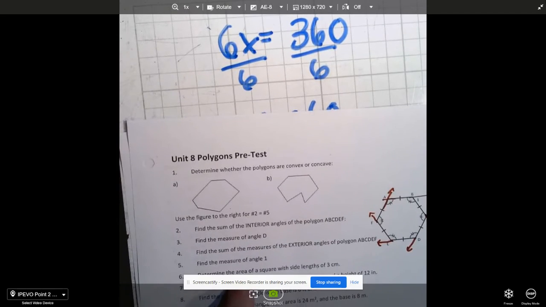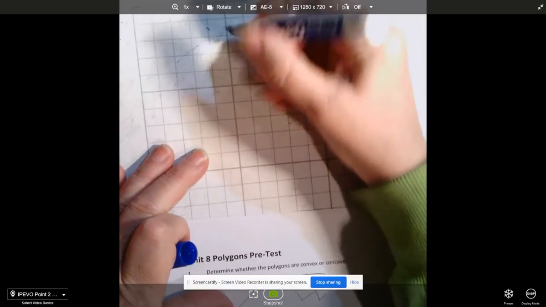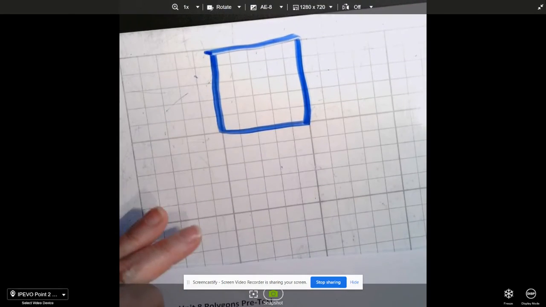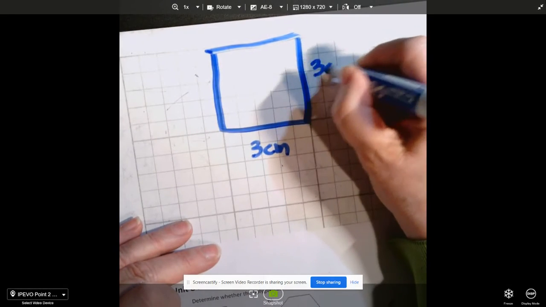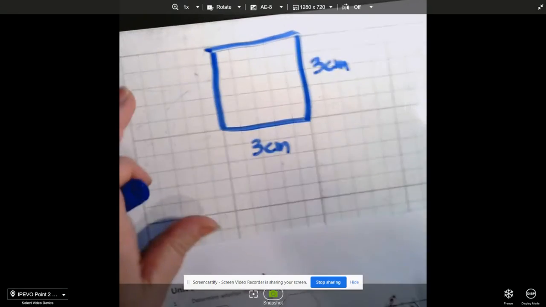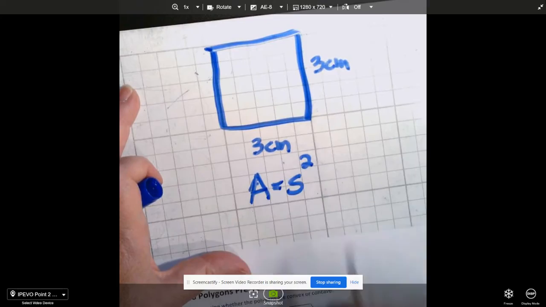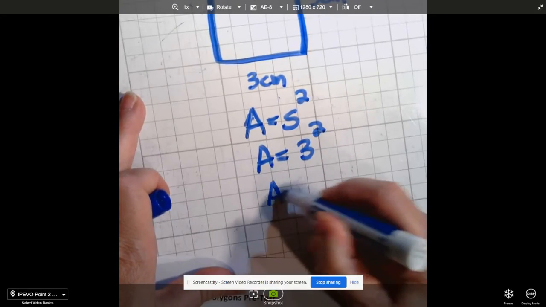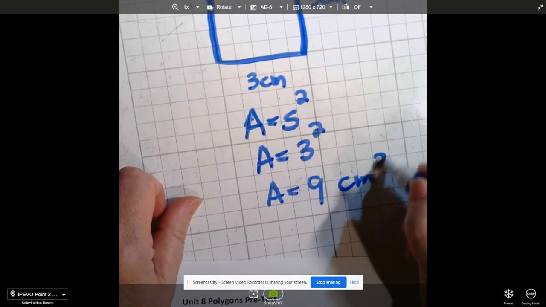And then it says, determine the area of a square with side lengths of 3 centimeters. So we have a square, which is a regular polygon, and the side is 3 centimeters. Because it's a square, all the sides will be 3 centimeters. And if you remember, your formula for area is the side squared. So the area is just going to be 3 squared, which is 9. They gave me units, so it's going to be 9 centimeters squared.